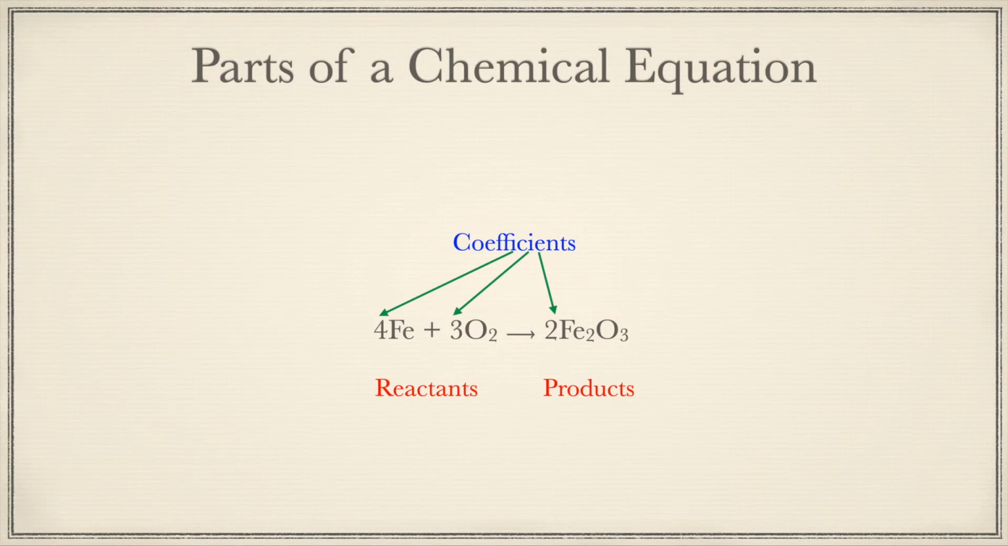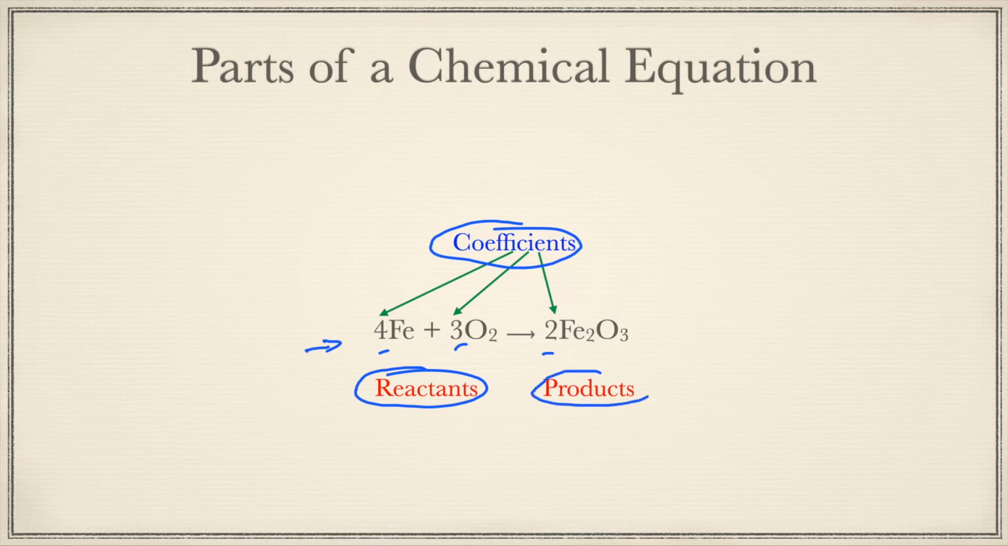So the parts of a chemical reaction, again, this is a reaction for the oxidation of iron here. The 4, the 3, and the 2 out front, those are all coefficients. On the left side of the equation, we have our reactants. And on the right side of the equation, we have our products. And remember, when this is done, the reactants have become the products.